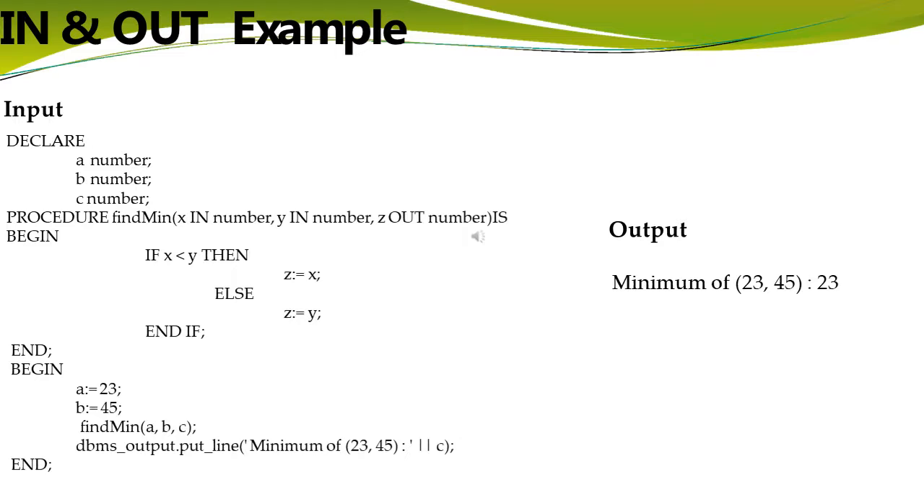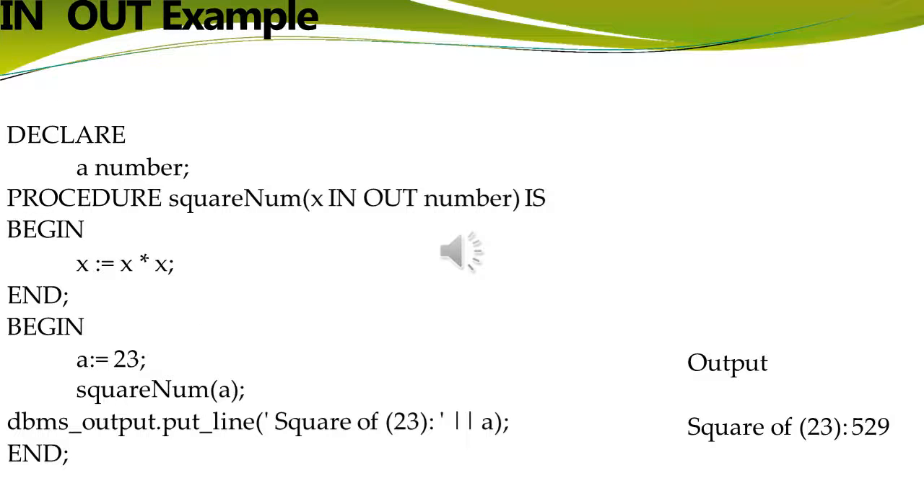If x is less than y, then z := x, else z := y, end if; end; semicolon. Then begin: a := 23, the parameters are passed here, 23, b := 45. Then another example of IN OUT mode. This procedure computes the square of a passed value. This example shows how we can use the same parameter to accept a value and then return another result.